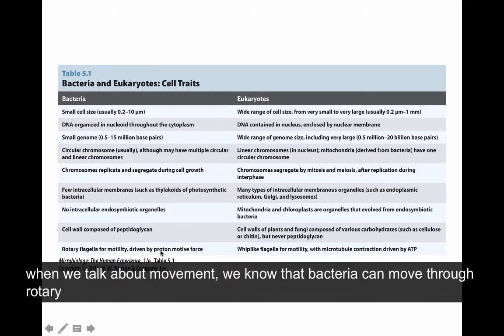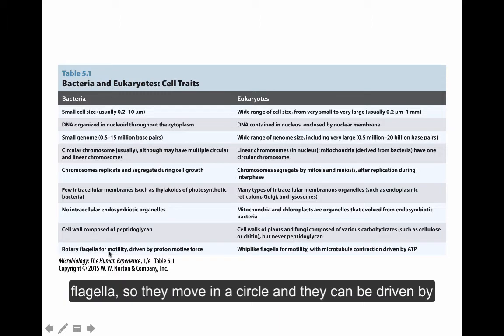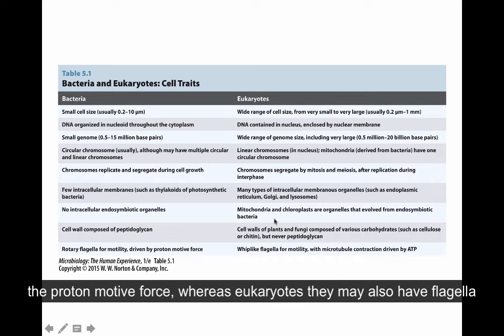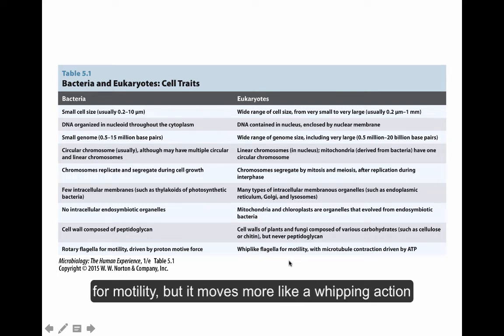And then when we talk about movement, we know that bacteria can move through rotary flagella, meaning they move sort of in a circle, and they could be driven by the proton motive force. Whereas eukaryotes, they may also have flagella for motility, but it moves more like a whipping action.